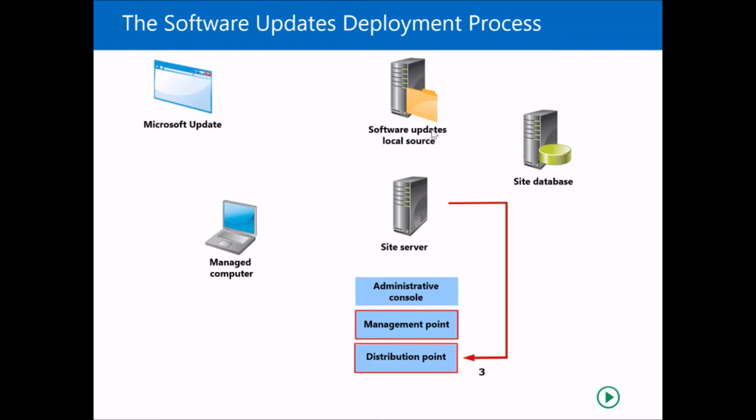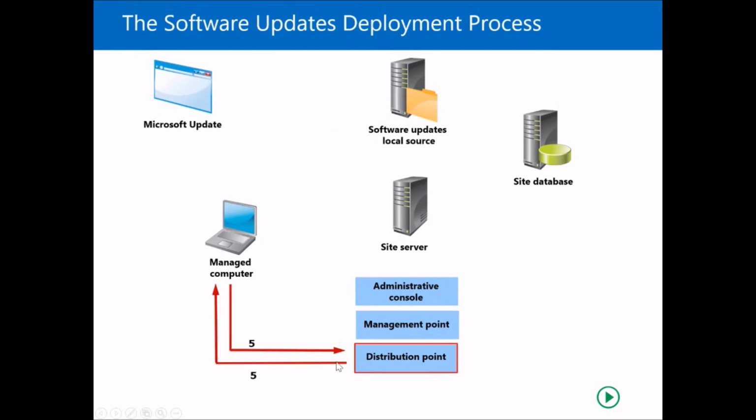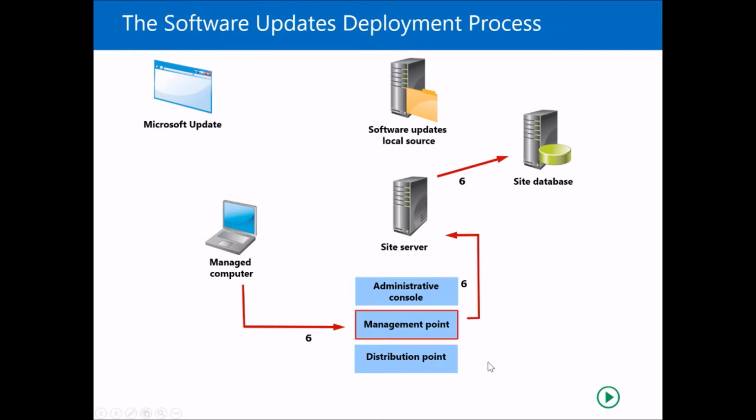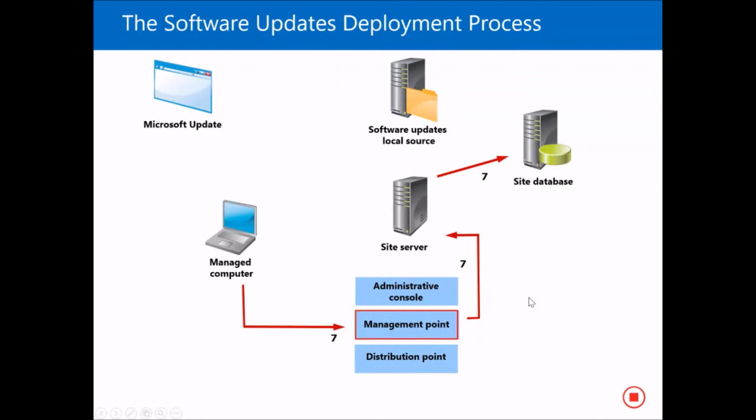Then with SCCM, we're using the management point and distribution point. We're basically telling what updates are available. When the managed computer checks the management point, it would be told of the distribution points that have the updates available. And then it reports back to the management point that it's going to get the updates, and then it's put in the database. So don't forget, these managed computers get it from the distribution point.